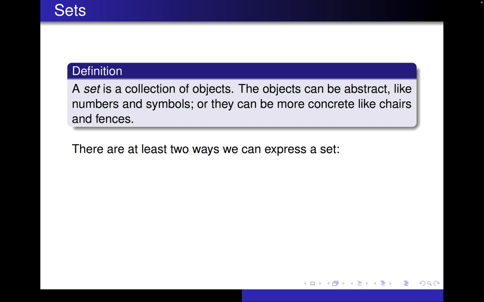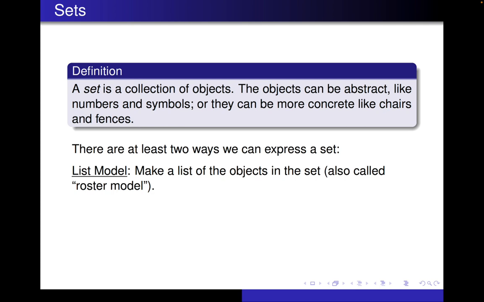And there are at least 2 ways that we can express a set. I should say 2 methods that we can use to define a set, right? A set is a collection of objects. So one way we can do it is simply make a list of all the objects in a set. I'll call this the list model once we study sets more formally. And this is actually also called the roster model. There's 2 different ways of saying the same thing. This works well for a lot of sets. Like if you're looking for the set of chairs in my dining room, I don't have too many chairs, so you can list those pretty easily.